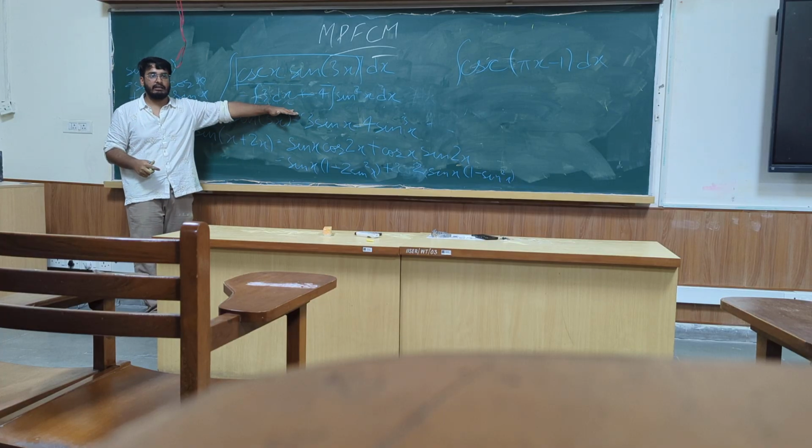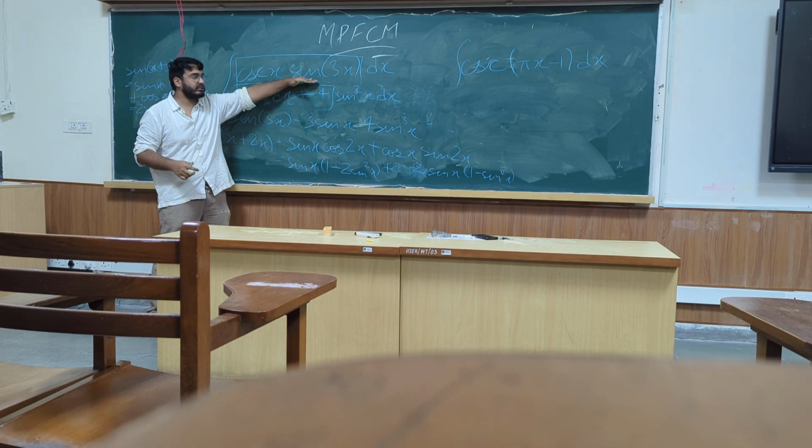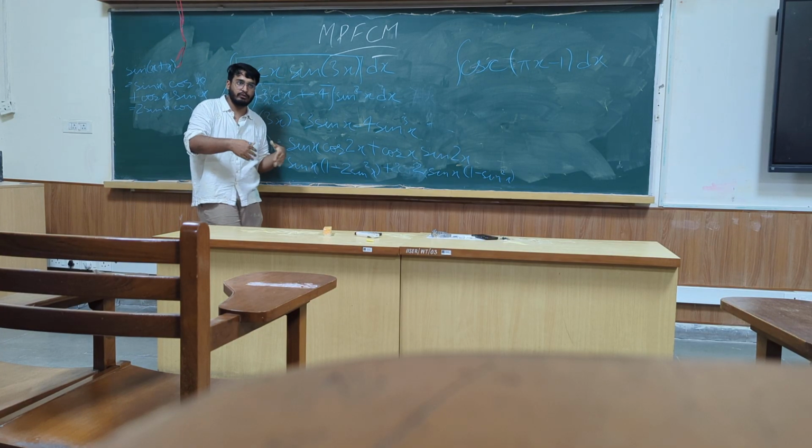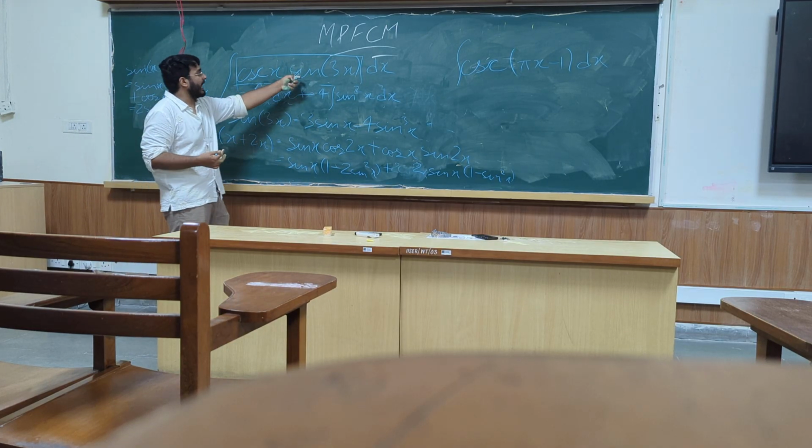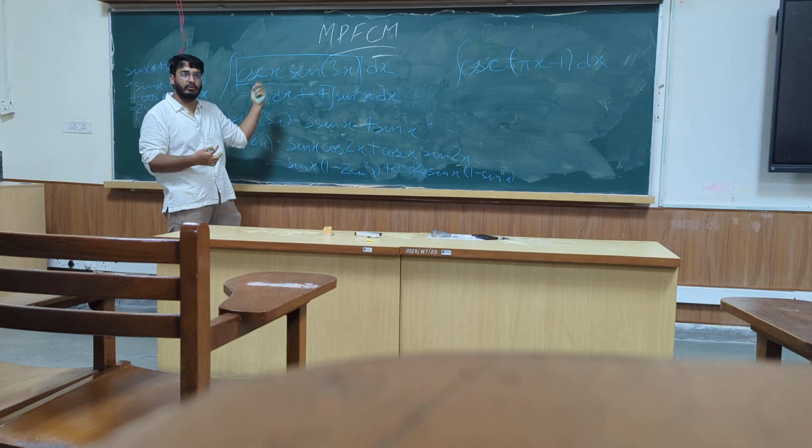Does everybody get till here? What I did was I used sin 3x to be equal to 3 sin x minus 4 sin cubed x, which I told you how you're going to get to, and then I divided by sin x because cosecant x is 1 over sin x.